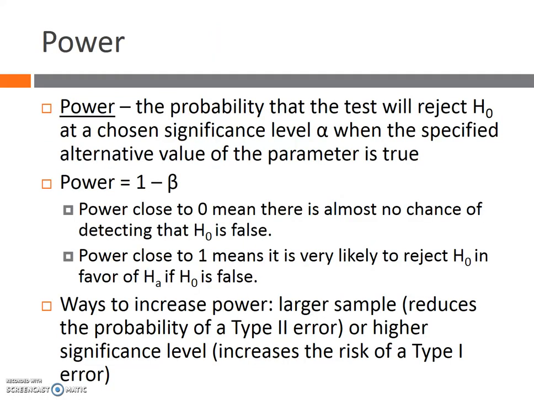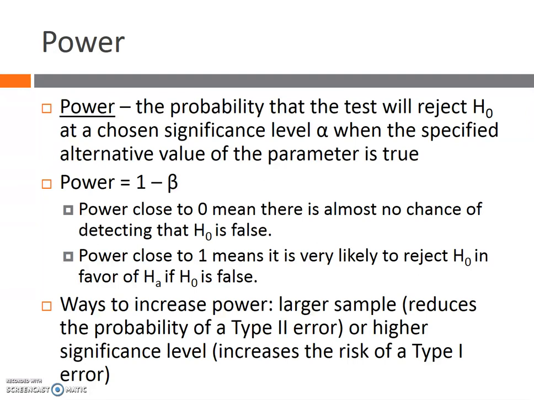So power, here's what you're going to write down, is the probability that a test will reject the null at a chosen significance level when the specified alternative value is true. So power is the chance you do the right thing. Okay? Power is always calculated 1 minus beta. Power close to 0 means there's almost no chance of detecting a false null. Power close to 1 means that it's very likely to reject the null in favor of the alternative if your null is in fact false.